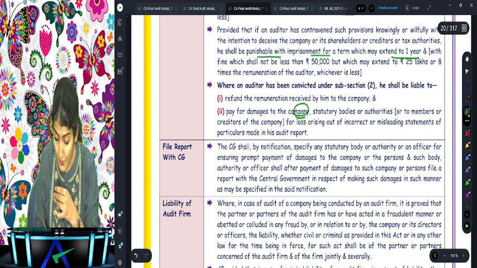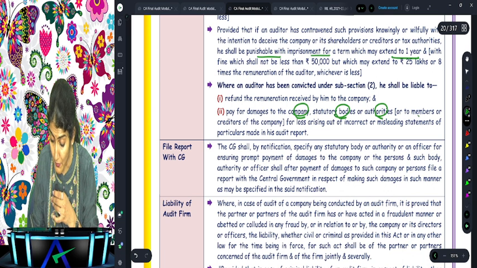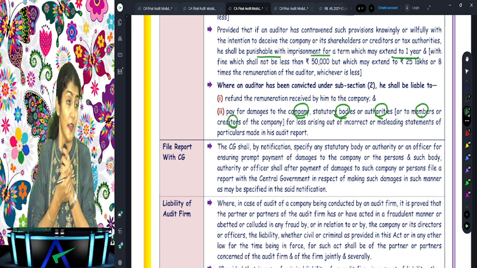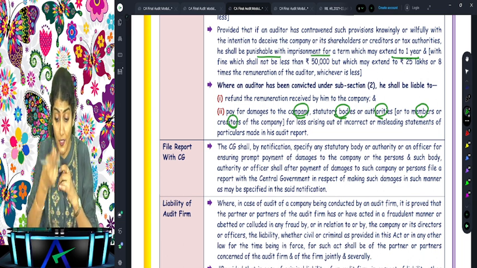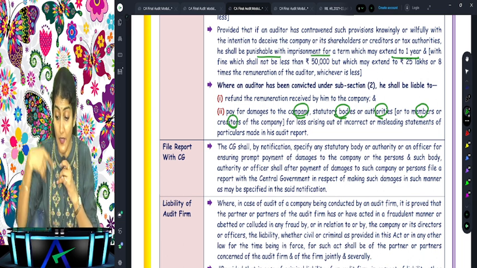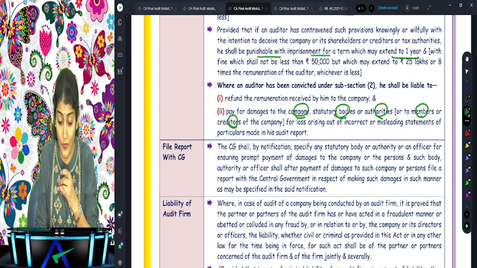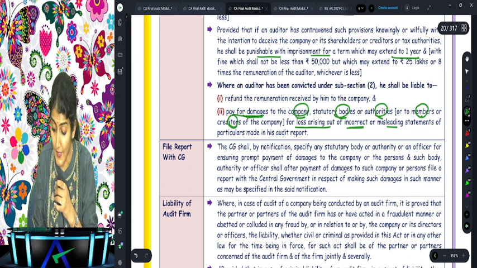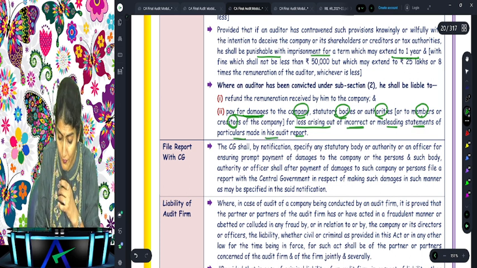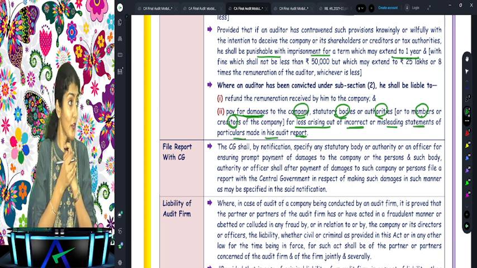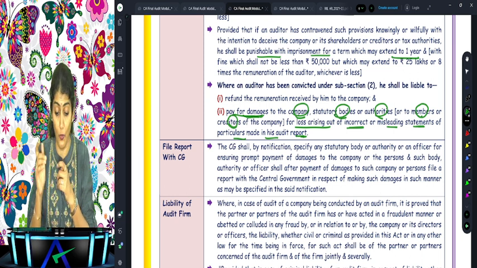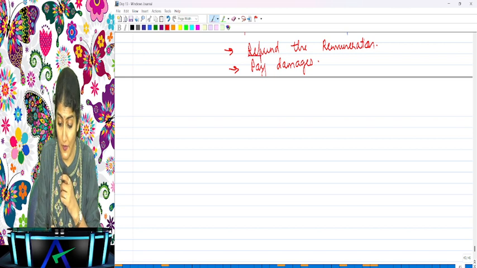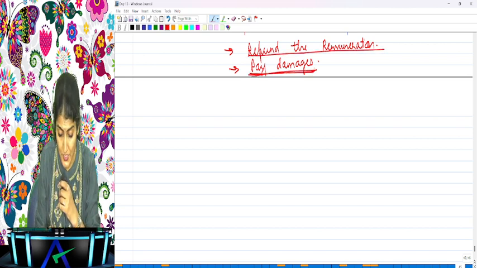To the company, to the statutory bodies or the authorities or to the members or to the creditors of the company. Right, so now creditor of the company also, the auditor will have to pay. Statutory body, authorities, members, creditors, right? All of them. Auditor, you have to pay the damages for loss arising out of the incorrect or the misleading statement or of the particulars made in his audit report, right? So for wrong audit report, it says you'll also have to pay the damages. Are you understanding that? Right, so one, refund the remuneration and also pay the damages, obviously.